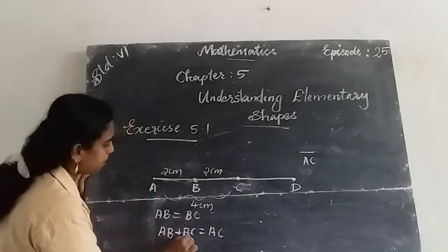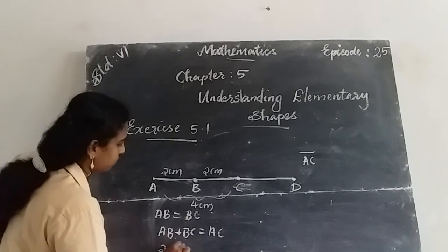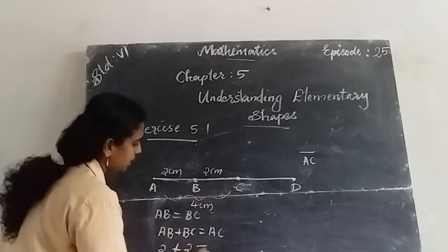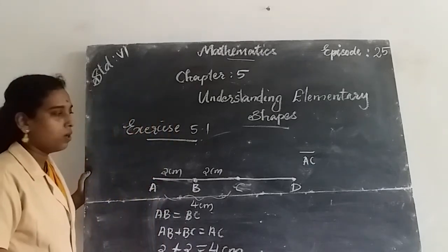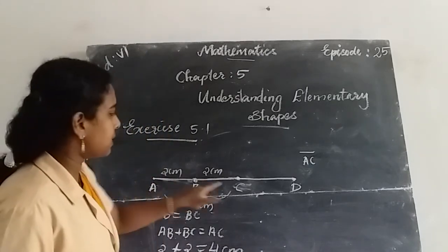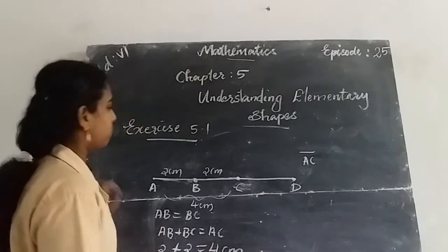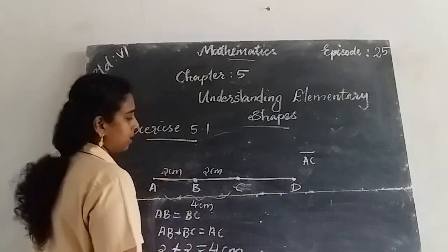Then AC measures 4 centimeter. That is AB plus BC. AB is equal to 2 centimeter, BC is equal to 2 centimeter. Then AC measures 2 plus 2, 4 centimeter. Okay. Then the question is, C is the midpoint of line segment BD.